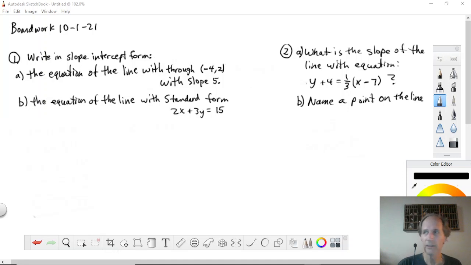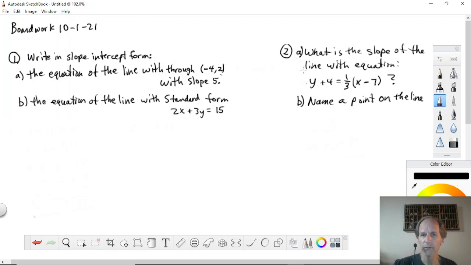Okay, so let's look at these board work problems. Look at the first one. Write in slope-intercept form A, the equation of the line through this point with this slope. And also write in slope-intercept form B, the equation of the line with standard form, and there's the standard form. So convert that to slope-intercept form.